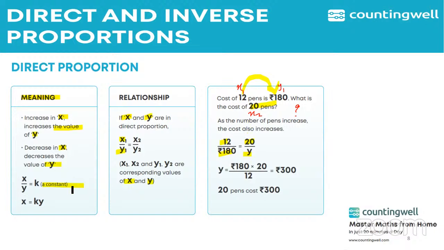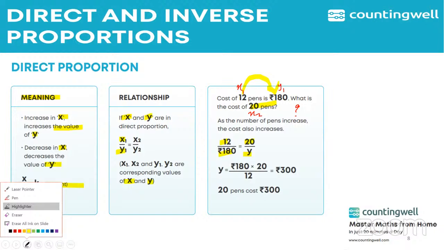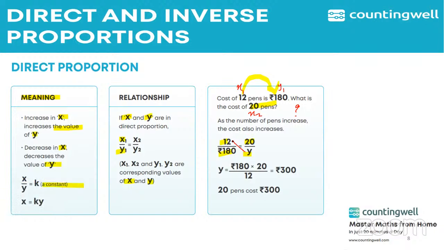So how is y found? We will cross multiply and find the value of y. So y is multiplied here and 180 is multiplied here. Then we take 12 in the denominator and multiply 180 and 20. So we have 180 into 20 upon 12, which is rupees 300. So 20 pens will cost rupees 300.